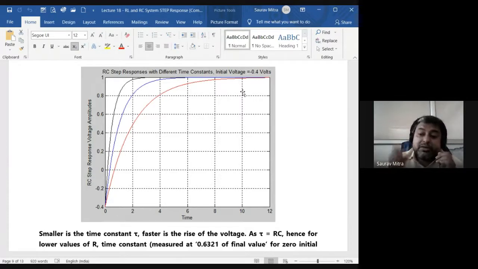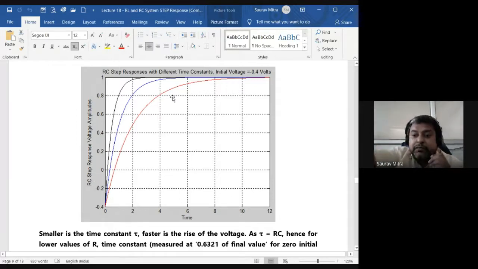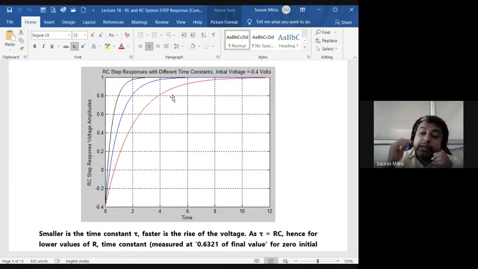But if somehow there is a defect in the capacitor, though I am connecting 1 volt, the capacitor is not reaching 1 volt. The capacitor might reach 0.8 volt. So the input I am connecting is 1, but the capacitor output is saturating, or the steady state value is 0.8. How much is the distance? 1 minus 0.8, that is 0.2 volt. What is that error called? That error is called a steady state error.